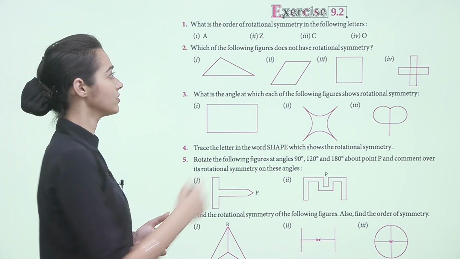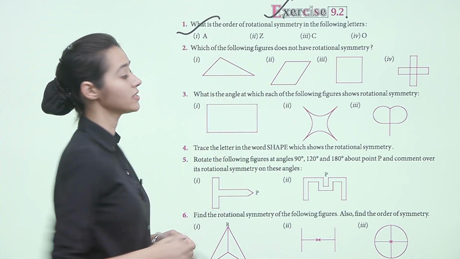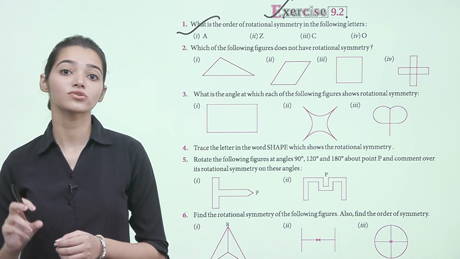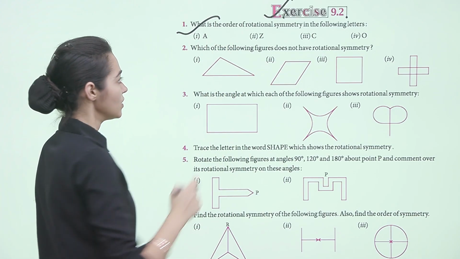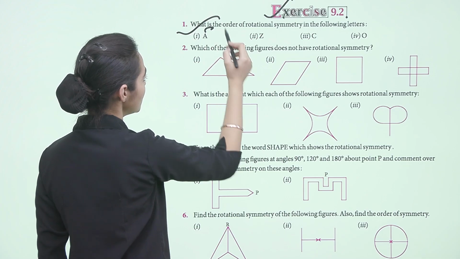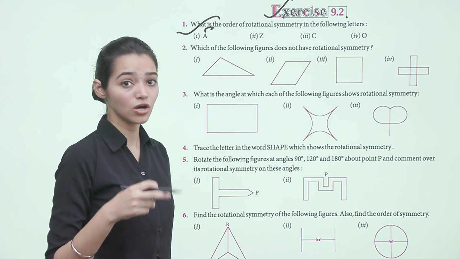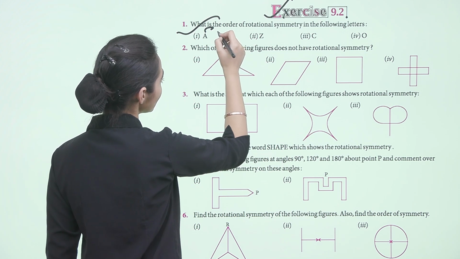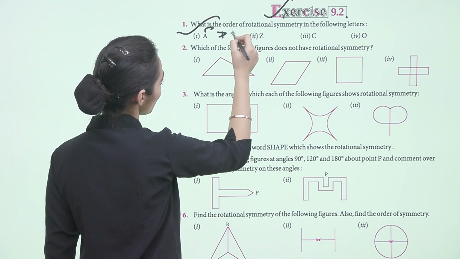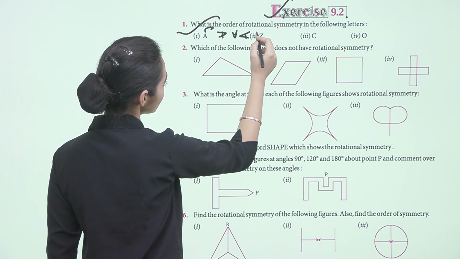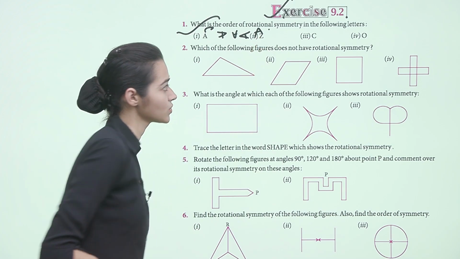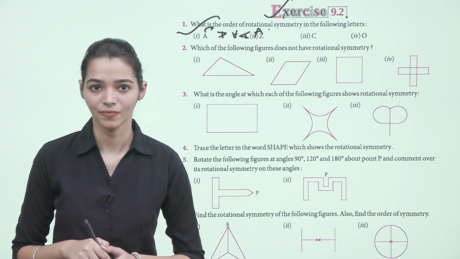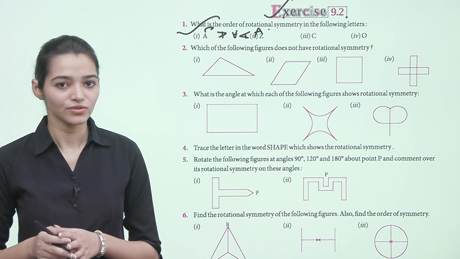Now next up is our exercise 9.2. In the first part, we have to find the order of rotational symmetry in the following figures. So here the rotational symmetry of A is, when we change it by 90 degrees it becomes this, then again by 180 degrees, and then into this, and then again. So it has no order of rotational symmetry. That's how you can solve the remaining ones.